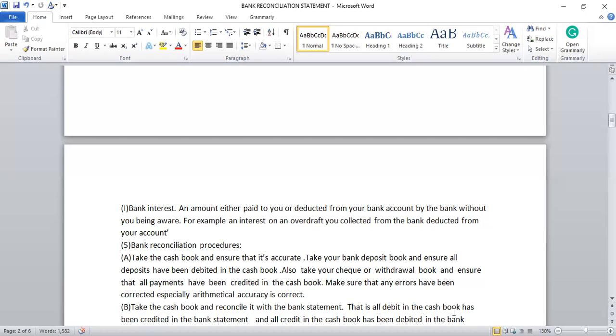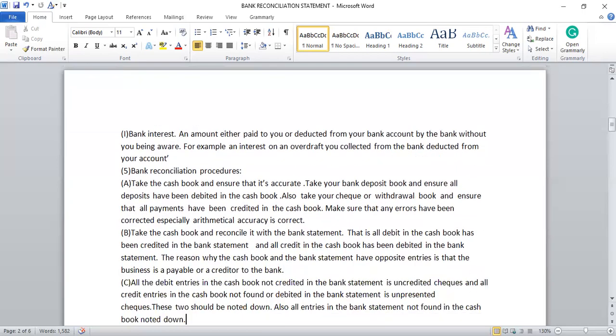That is, all debit in the cash book has been credited in the bank statement, and all credit in the cash book has been debited in the bank statement. The reason why the cash book and the bank statement have opposite entries is that the business is a payable or a creditor to the bank. So the next stage is that you reconcile your cash book, that you know is correct, with the bank statement.